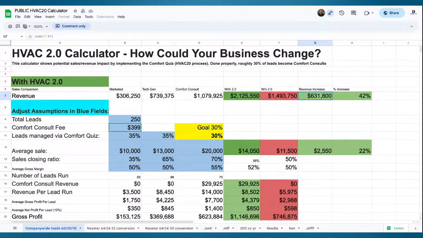Now let's talk about the Comfort Consult fee a little bit while we're here, folks. In the beginning, you might want to set this number high so that the ratio of people that are converting to Comfort Consults isn't that high, because Comfort Consults take a fair amount of time, and you're going to have to be trained, and you don't want an onslaught of these things, particularly if it's busy season.